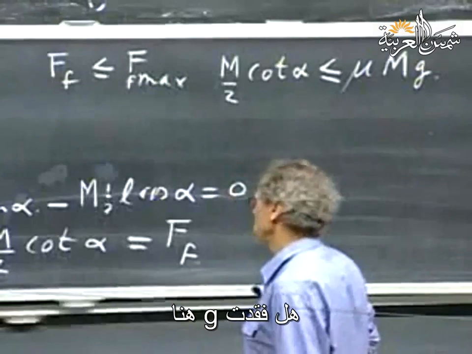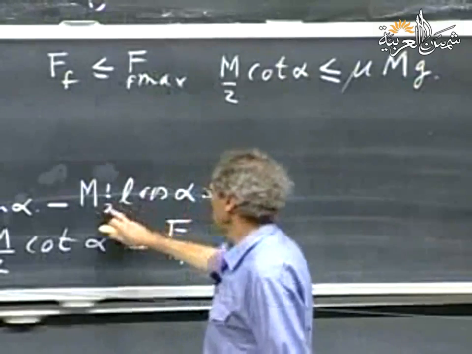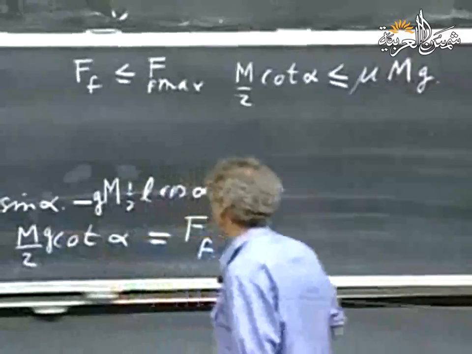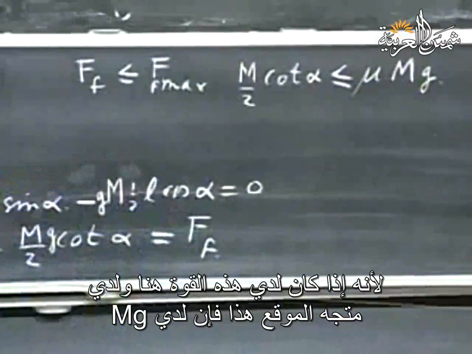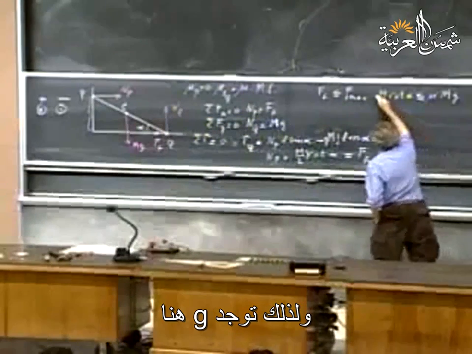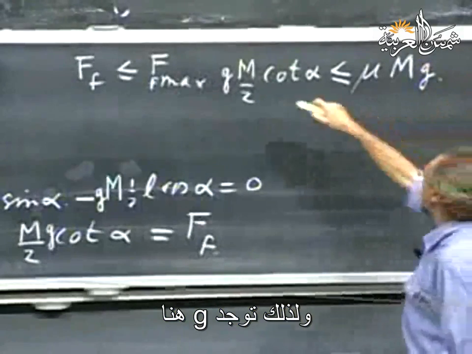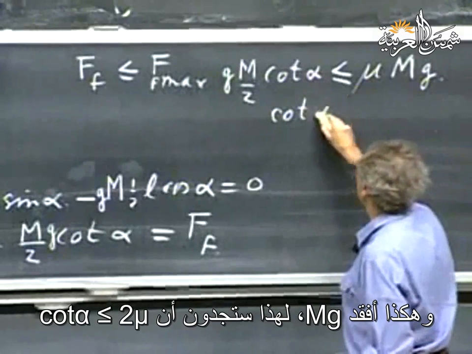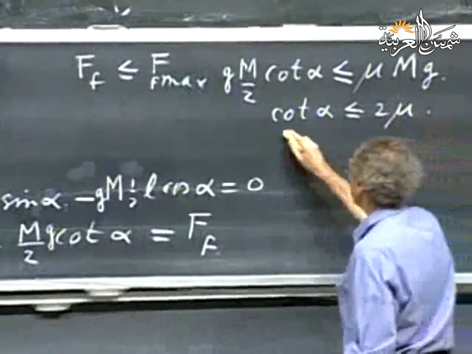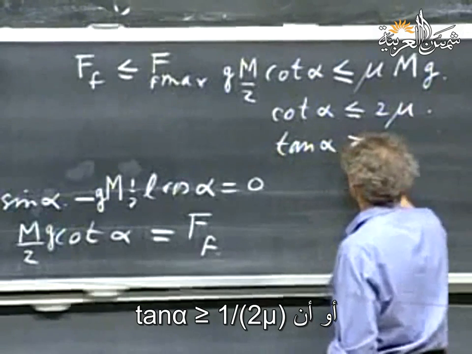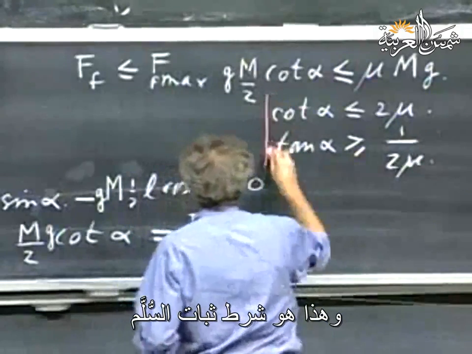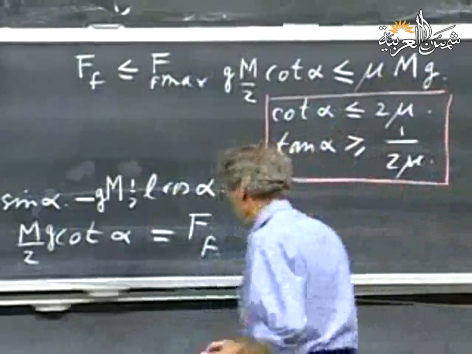Did I lose a g here? Yes, I did. I have a g here, and I have a g here. Correct? Because if I have this force here and this position vector, then I have mg. So there is a g here, and so there is a g here. And so I lose my mg, and so you find that the cotangent of alpha is smaller or equal than 2 mu, or the tangent of alpha is larger or equal than 1 over 2 mu. And so that is the condition for the ladder to be stable.